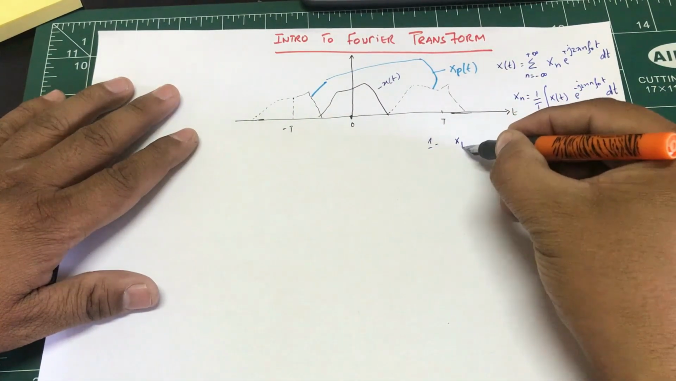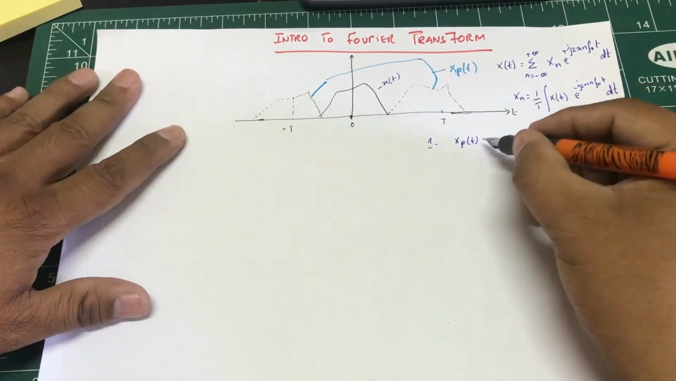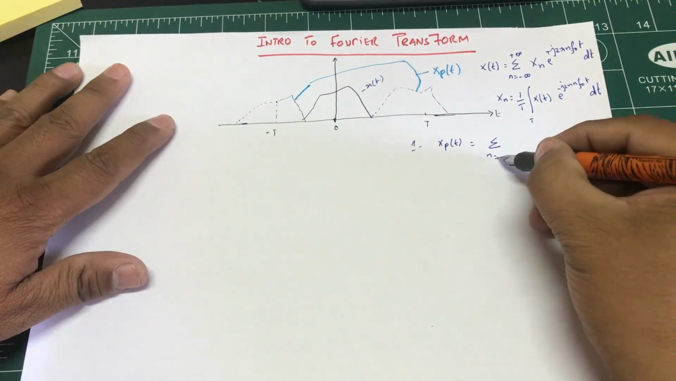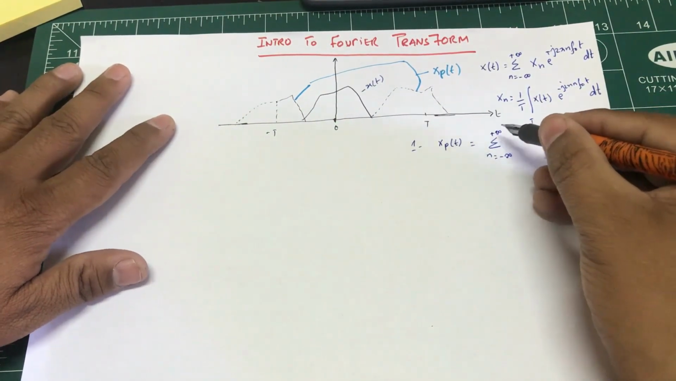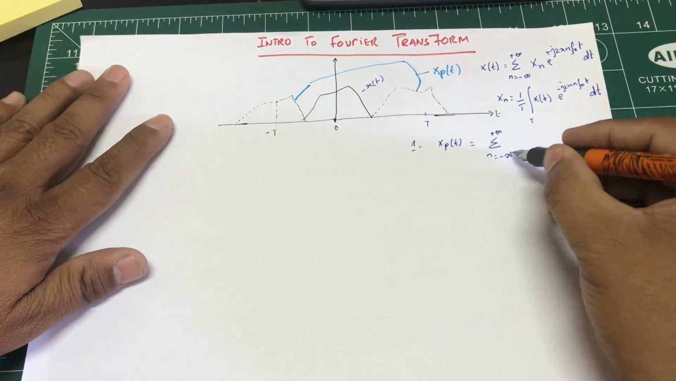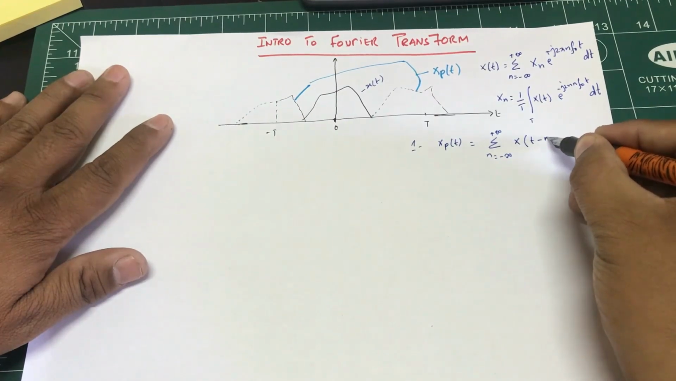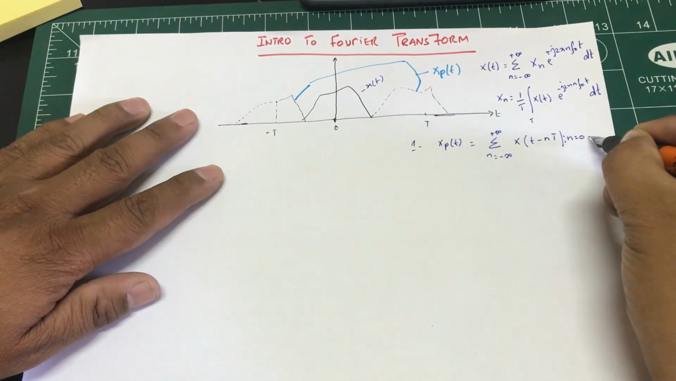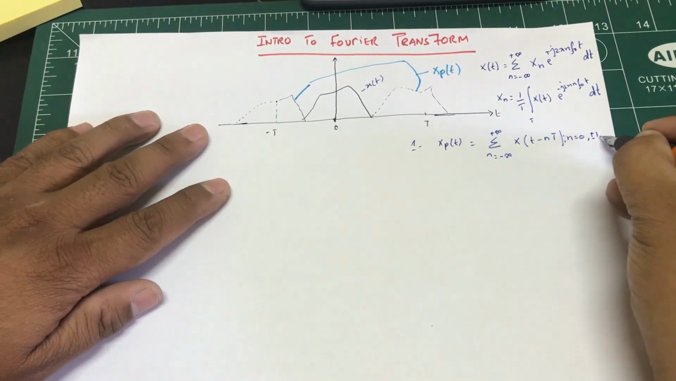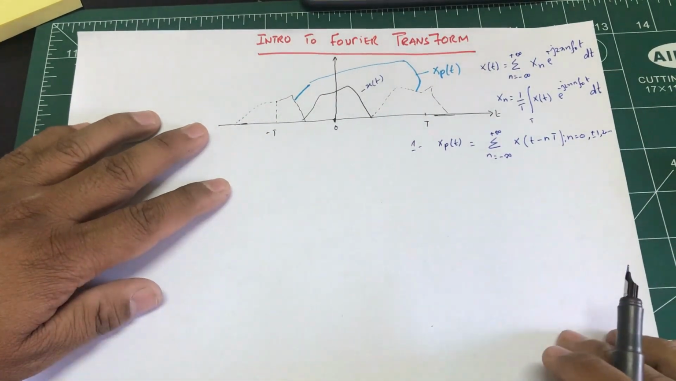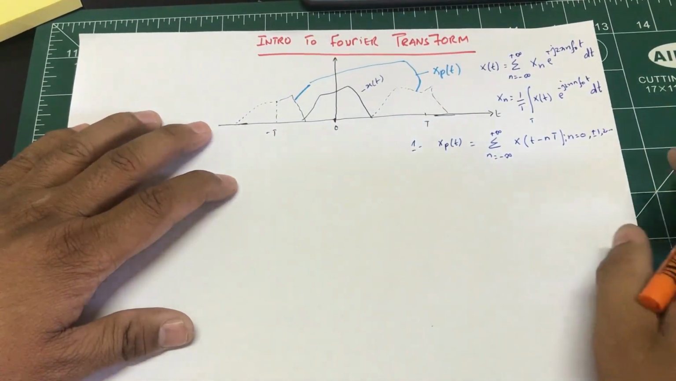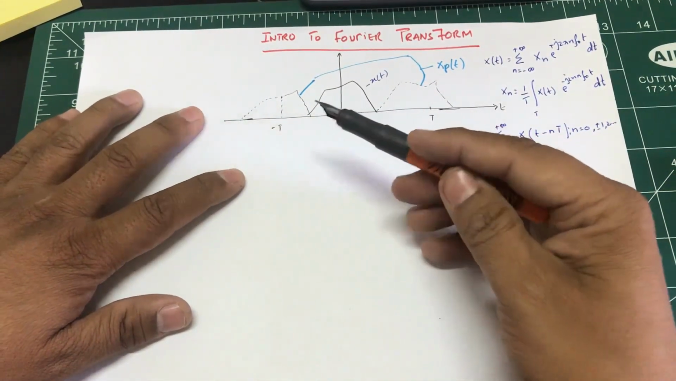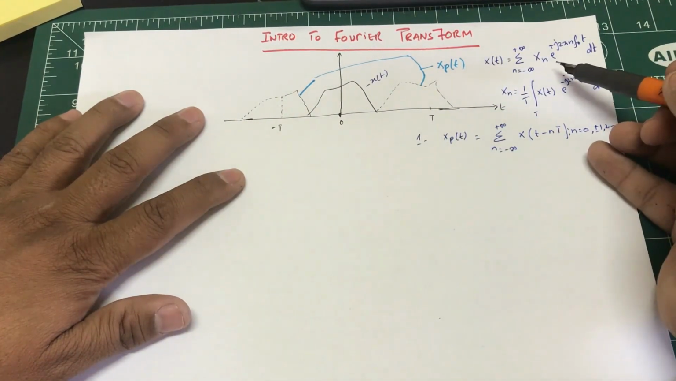So this xp of t is going to be my sum. I'm simply applying this definition of Fourier series, as n goes from negative infinity to positive infinity, of x(t minus nT), where n can be 0, plus minus 1, 2, and so on. So it's a periodic extension of the signal. I hope you're getting it. Now we're going to take a periodic signal and derive a Fourier transform based on the definition of Fourier series.